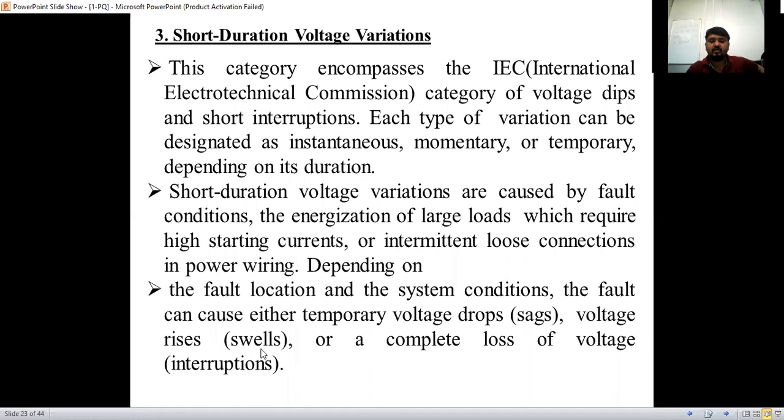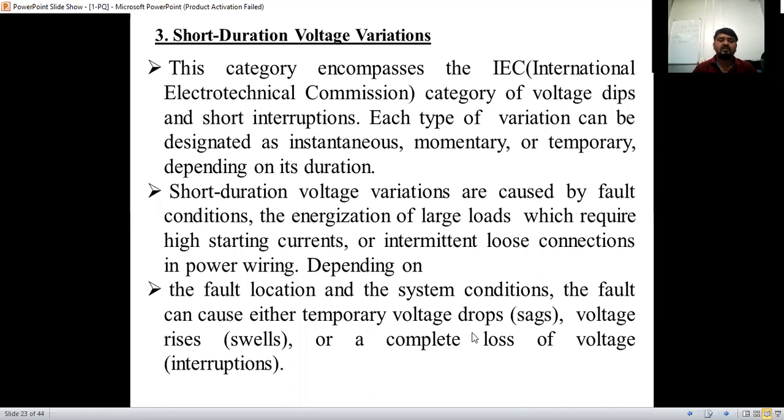That is nothing but swell. We are going to call voltage drop, that is called sags. We are going to call complete loss of voltage, that is called interruptions here. So if voltage came to zero, that condition we are going to call interruption, and if only a small drop is there, that is called voltage drop. That is nothing but sag.